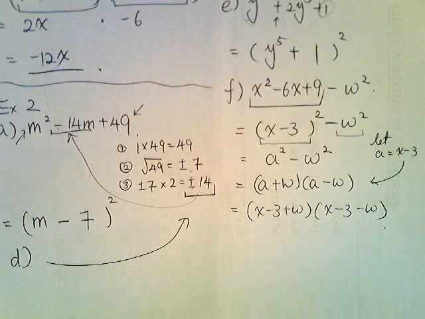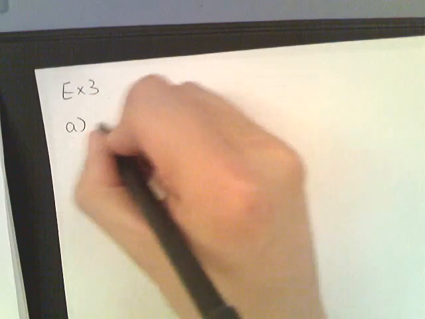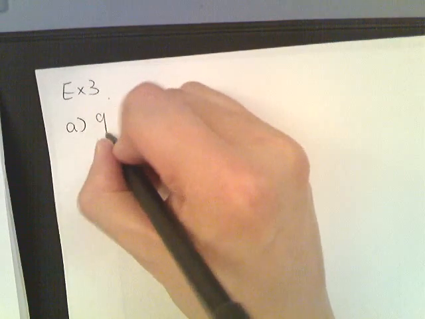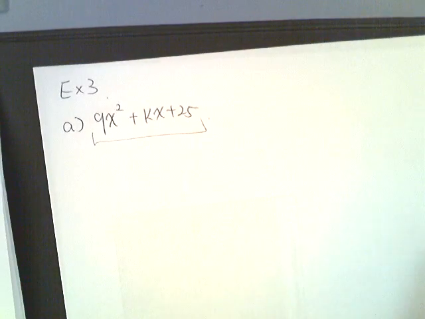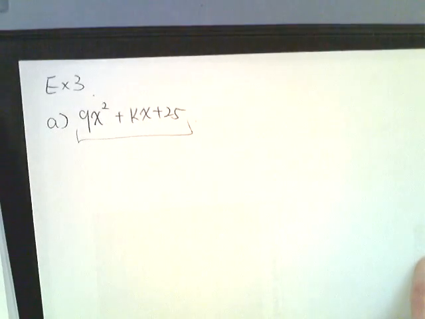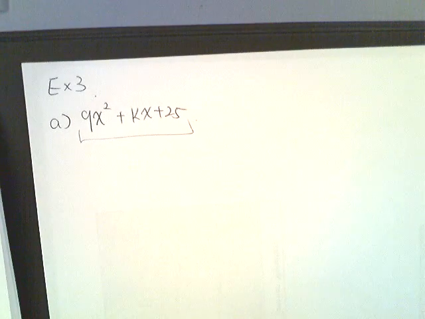Okay, now let's take a look at example 3. So example 3 is a bit of an application of what we just did. So let's take a look at A. I'm going to do all these 3 with you, okay? 9x squared plus kx plus 25. Now, these 3 have to be perfect square trinomials, right?